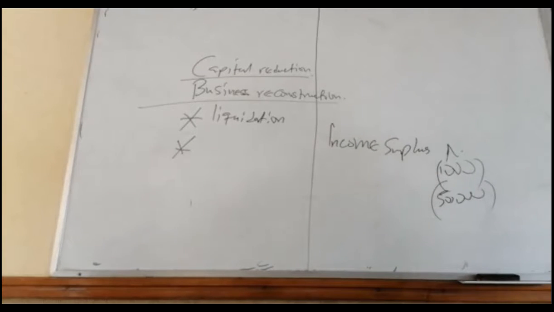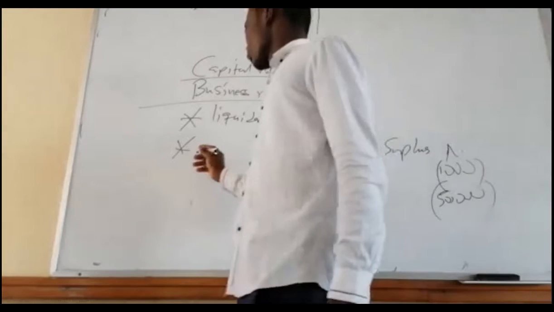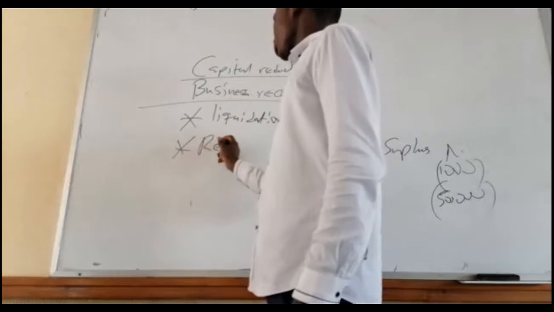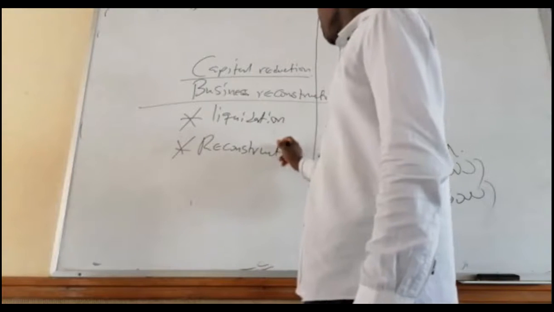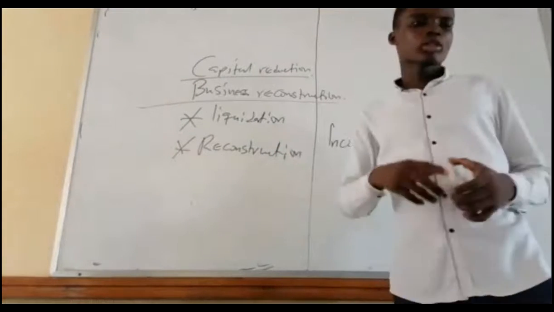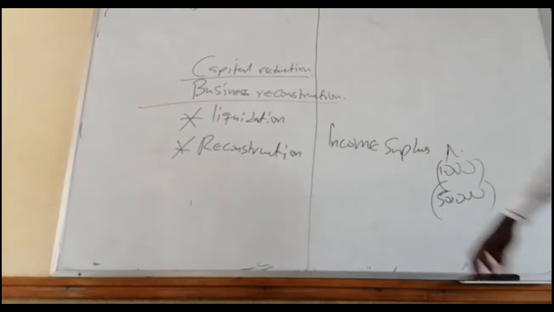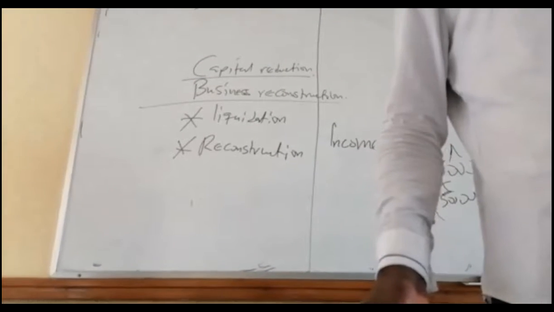So there must be a second strategy. The second strategy is what? Now you have to reconstruct the business. Reconstruction. You have to reconstruct the business to save it, so-called a turnaround or revival. That will be the revival or turnaround strategy.